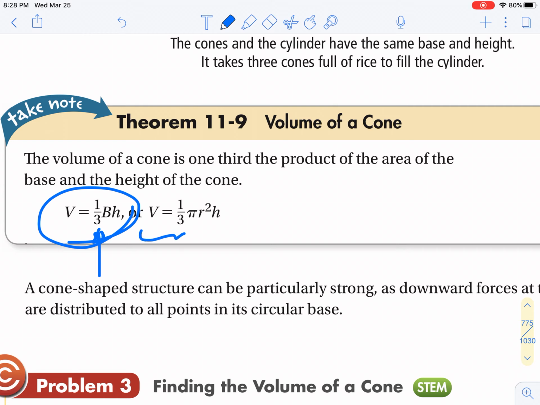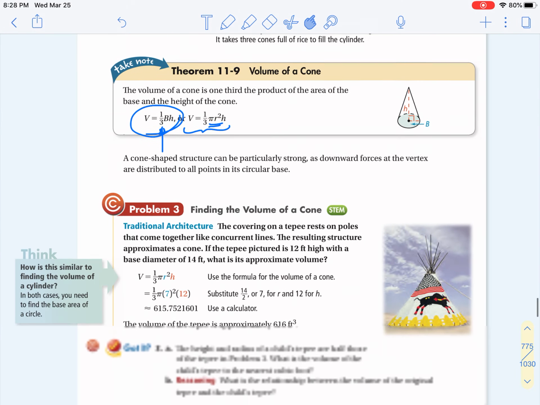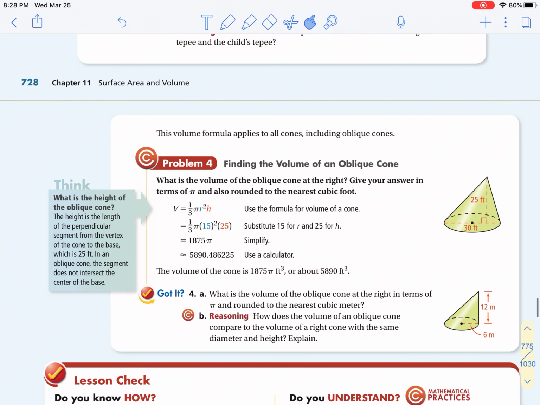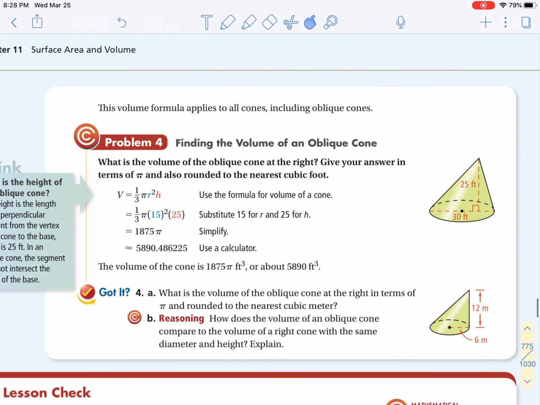The nice thing with the volume of a cone is that the base is always going to be pi r squared. So I'm going to leave you with that. No example problem, I think you guys can figure this one out. There's also an example of an oblique cone, which I'd encourage you to read. But again, the formula is exactly the same.